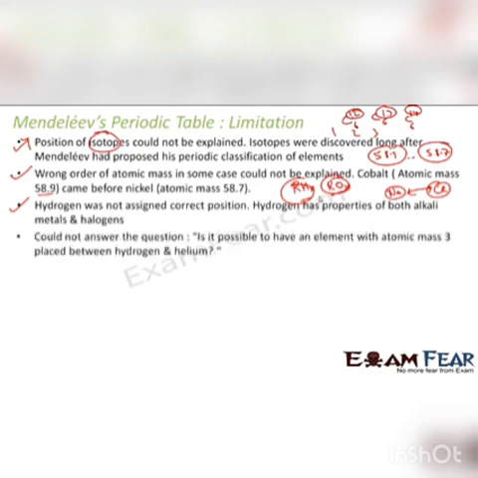Also, he could not answer this question: is it possible to have an element with atomic mass 3 between hydrogen and helium? For example, hydrogen has atomic mass 1, helium has, let's suppose, 4, right? So can we have one element with atomic mass 3 here? Because atomic mass can be any number. It can be 4.08, 4.95, right? So between, let's suppose, 4 and 4.5, you can't say how many atomic masses can exist. Maybe 4.1, 4.2, 4.3, you can't say, right?